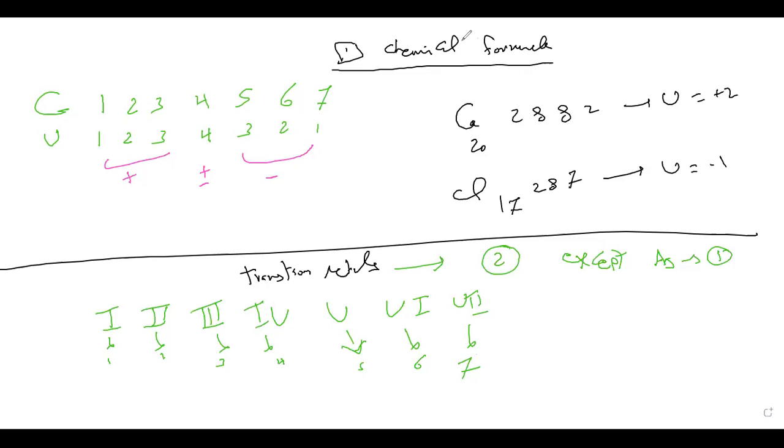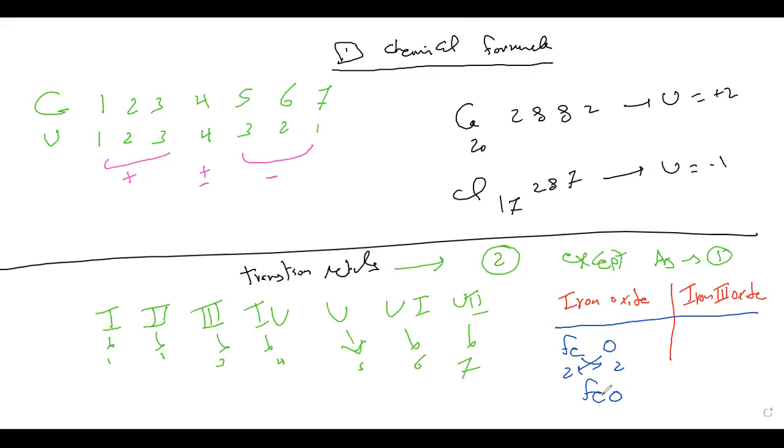For example, how to write the formula of iron oxide and iron 3 oxide. For iron oxide, you didn't write any number beside iron, so it will be 2. Oxygen is 2, so the formula will be FeO. If you have the same number on both sides, they cancel each other. For iron 3 oxide, Fe valency will be 3. Oxygen is 2, so the formula is Fe2O3.